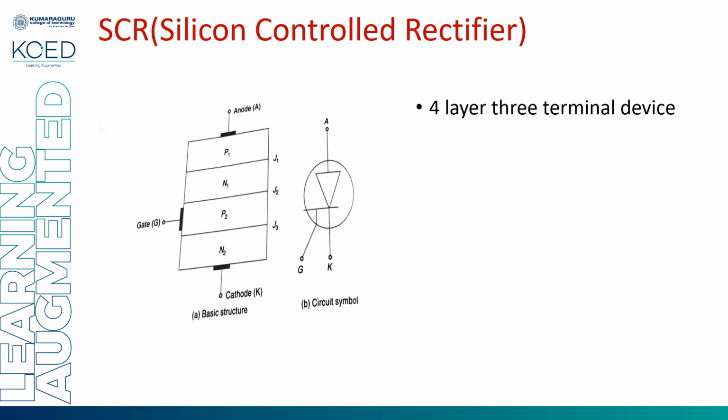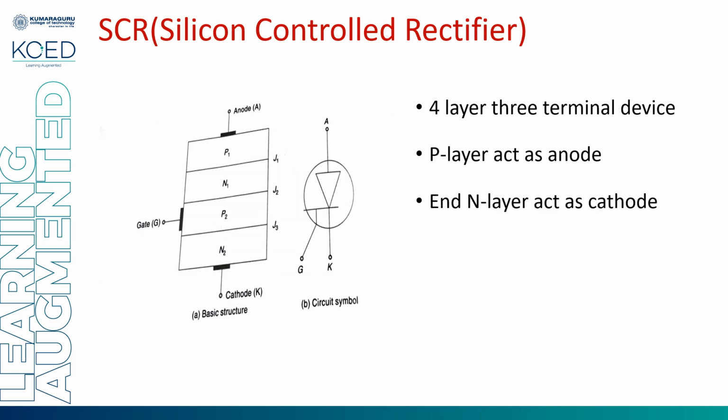Here also we have 4 layers: P1, N1, P2 and N2. The topmost P layer will act like an anode and the last N layer, N2, will act as a cathode. In addition to this, the P layer which is nearer to the cathode will act as the gate.